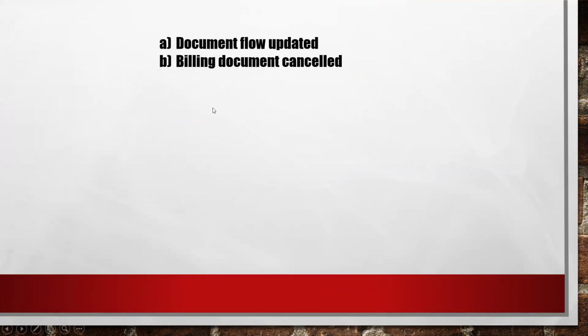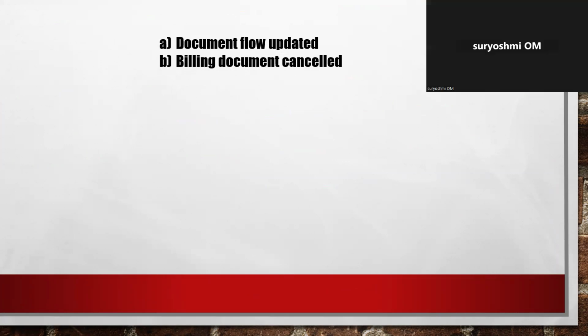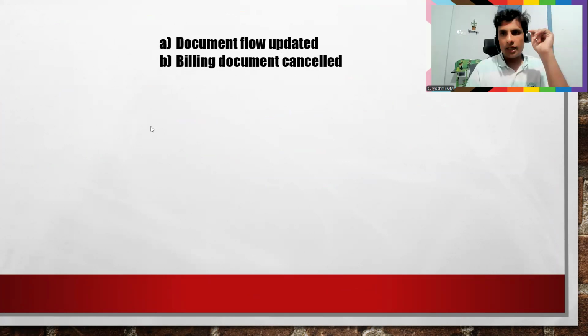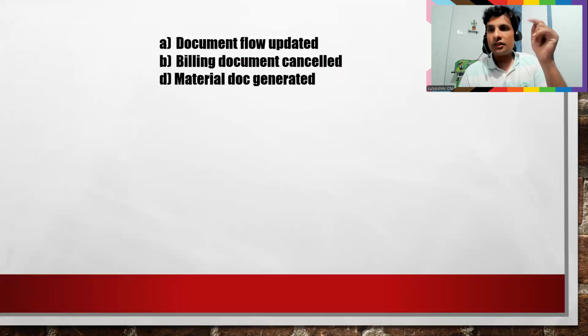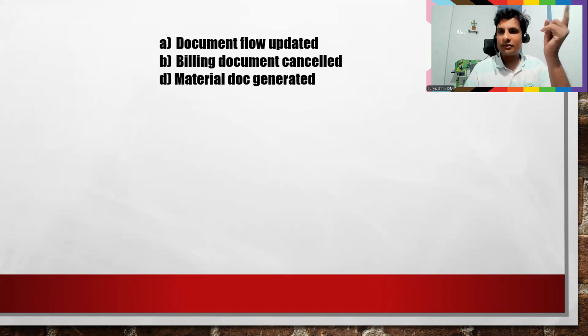A. Document flow updated. No doubt, whether you create delivery or billing, the first thing is that document flow will be updated. Okay, first thing, document flow updated. B, billing document cannot be cancelled, because the invoice itself is not generated with the help of PGI. How could you do that? This is the foolish answer. B is the wrong answer. As of now, A is the right answer.